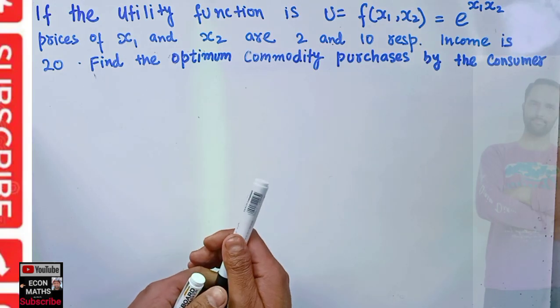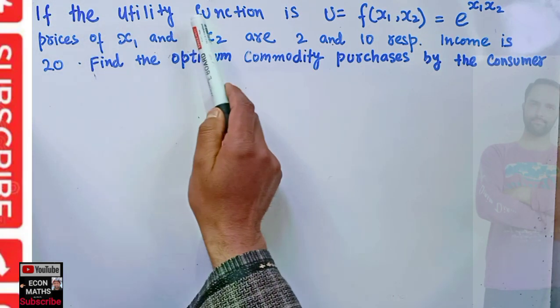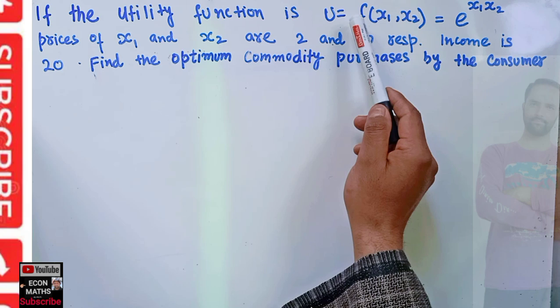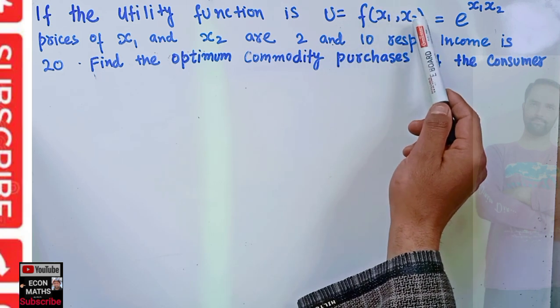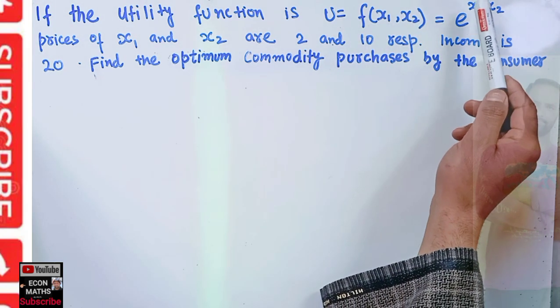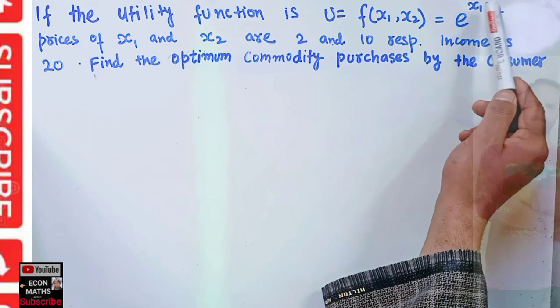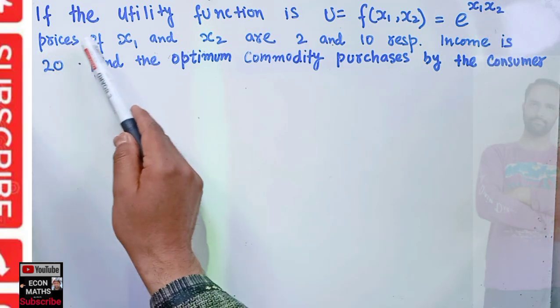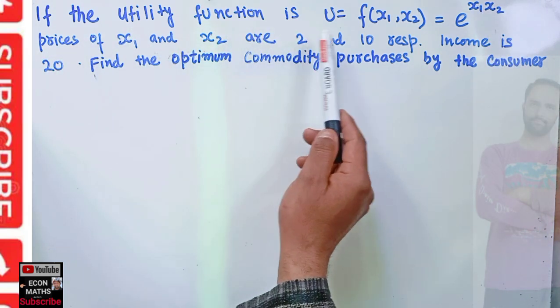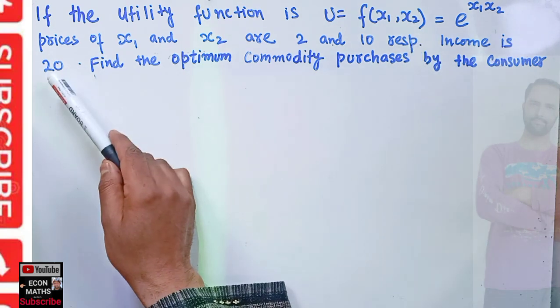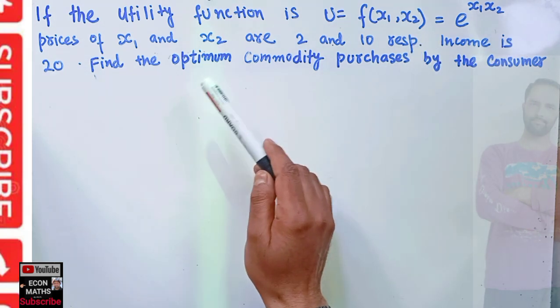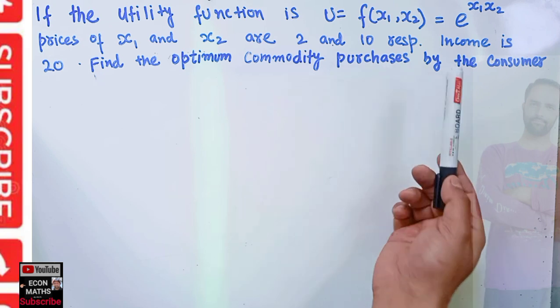Let us solve a question on utility function. If the utility function of a consumer, u as a function of x1 and x2, is given as e raised to the power x1 times x2, where x1 and x2 are the two goods, the prices of goods x1 and x2 are 2 and 10 respectively, and the income of the consumer is $20, we need to find the optimum commodity purchases by the consumer.